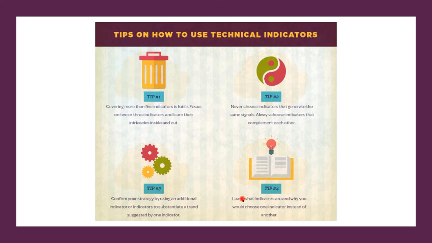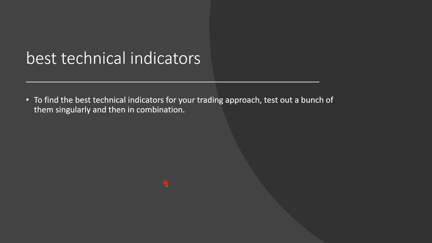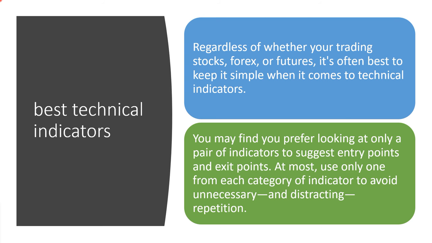And learn what indicators are and why you should choose one indicator instead of another. Like, for some reason, the markets and traders love to use RSI and stochastics. In fact, it was so popular that somebody's even developed an indicator that's RSI stochastics. Well, both of them tell you the same thing. So to find the best technical indicator for your trading approach, test out a bunch of them singularly and then in combination and see which ones work for you.